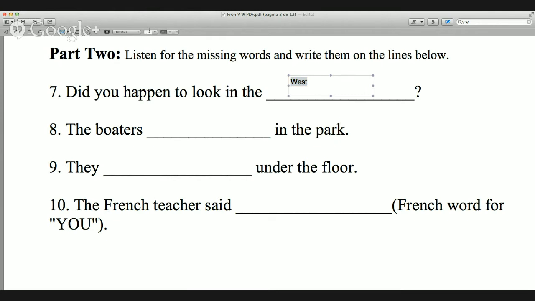And then number 8. The boaters rode in the park. The boaters rode in the park. All right, we got Peter, we got Albus, we got Vincenzo.